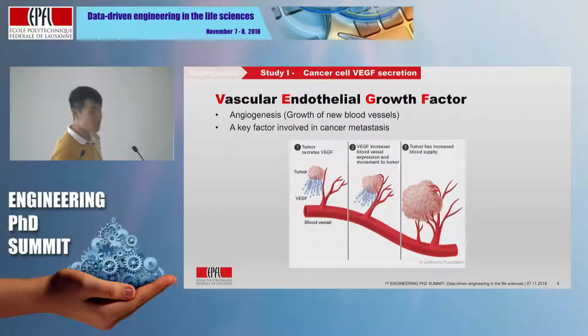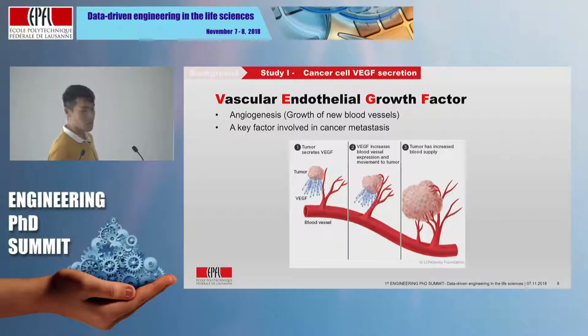So as a proof of concept study, first I want to demonstrate the feasibility of this chip for VEGF secretion analysis from cancer cells. VEGF stands for vascular endothelial growth factor. It is a very important factor involved in a process called angiogenesis. And angiogenesis is the process of growth of new blood vessels, and is highly involved in cancer metastasis.